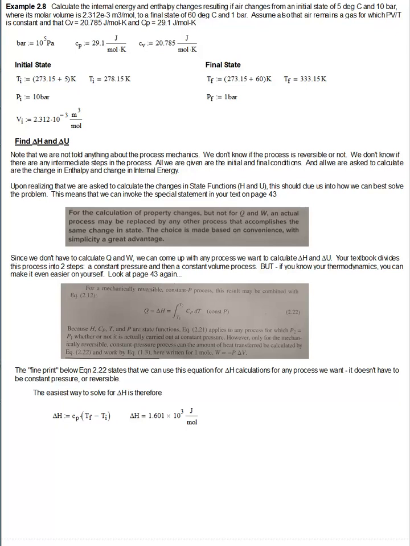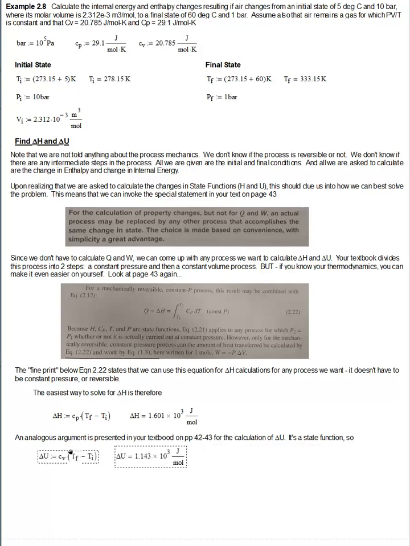We can do the same argument for delta U. Delta U, CV, and T are state functions, and so we can calculate delta U is equal to the integral of CV dT, or CV delta T, because CV is constant, and so delta U is equal to 1143 joules per mole.